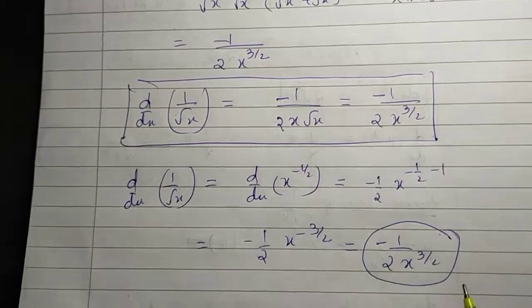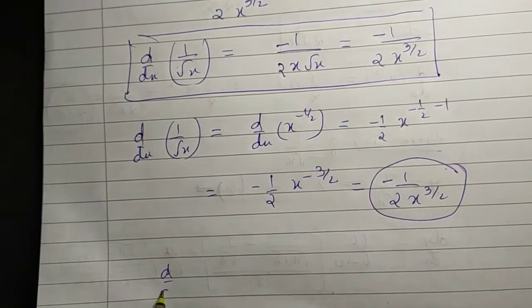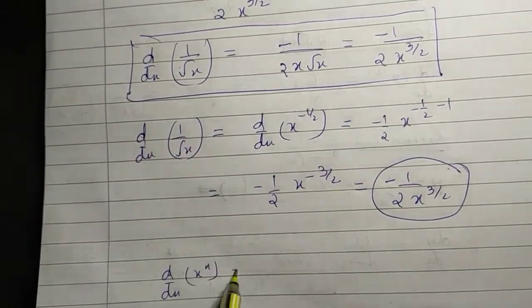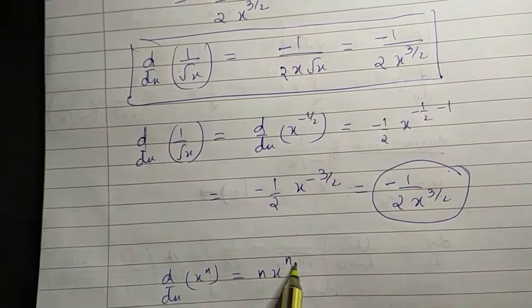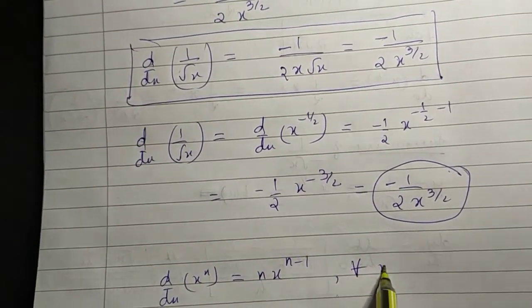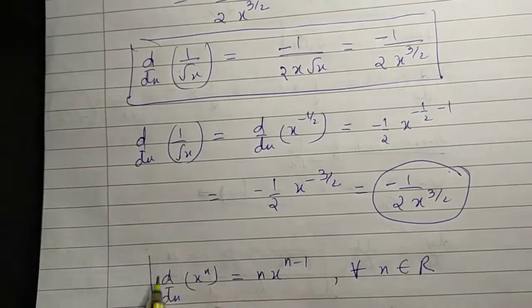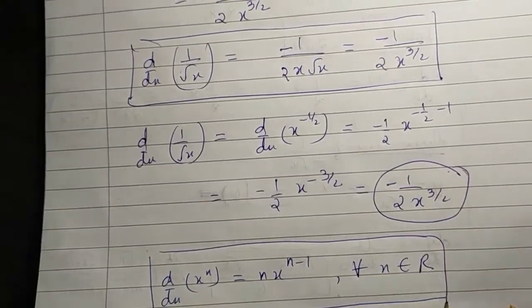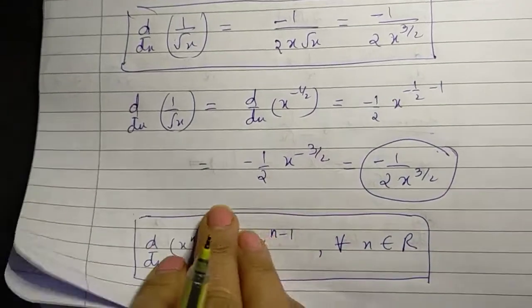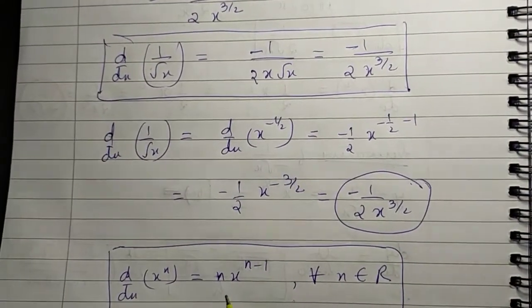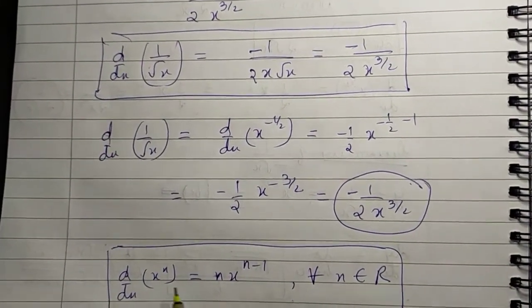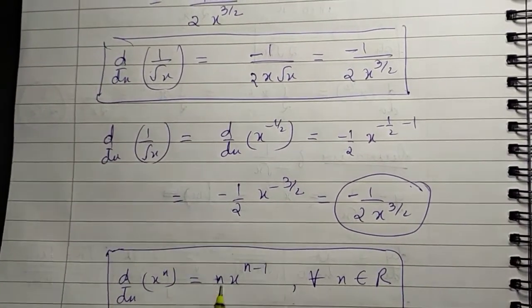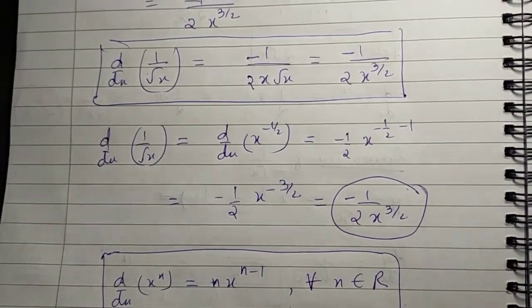This is the same result as obtained here, and so we can safely generalize this identity for all n belonging to real numbers, and with this we can do any and every question based on this. This result means we can directly apply it, and as we have seen in the previous video, we can apply it to find the derivative of a polynomial also.